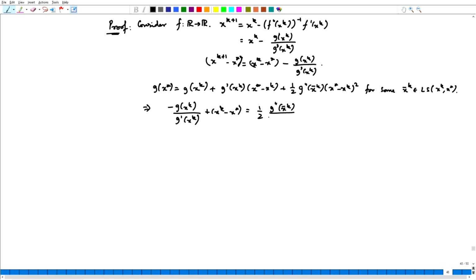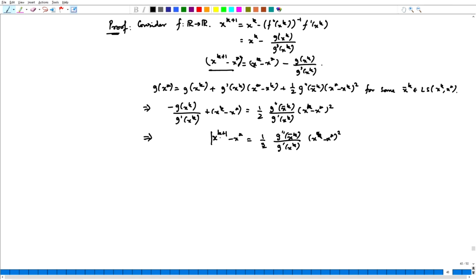So, this will be g double dash of x bar by g dash of xk into x star minus xk the whole squared, or xk minus x star the whole square, both are the same. Note that this quantity that you have here is actually xk minus xk plus 1 minus x star. So, you have xk plus 1 minus x star equals half g double dash of x bar k by g dash of xk into xk minus x star the whole square.